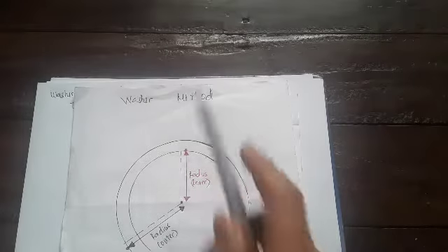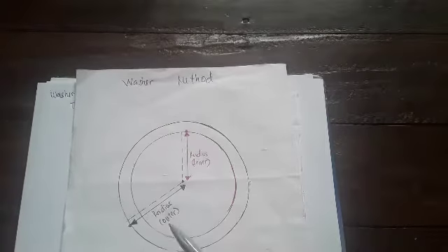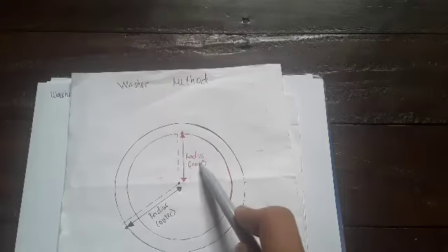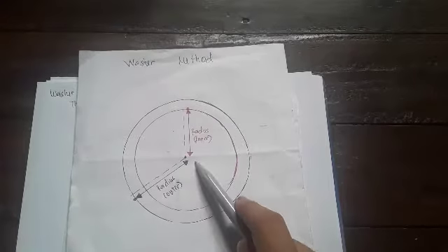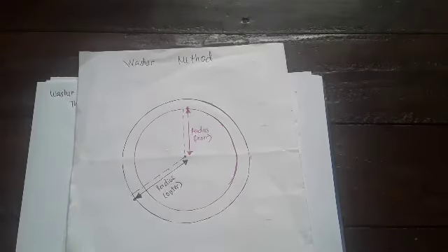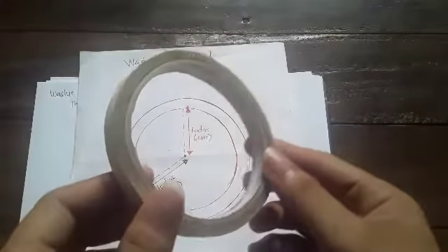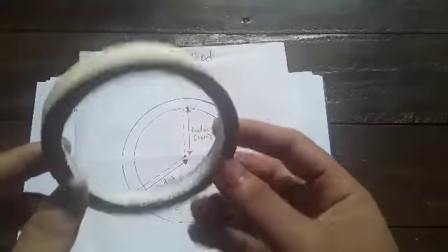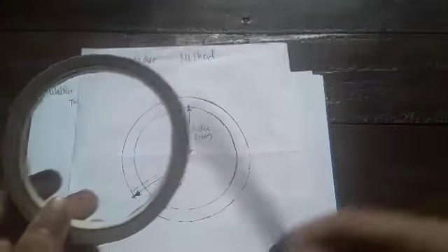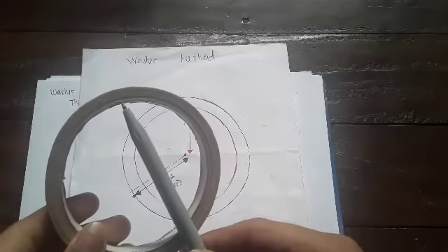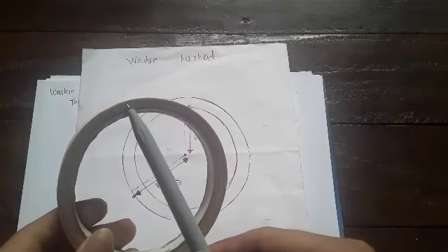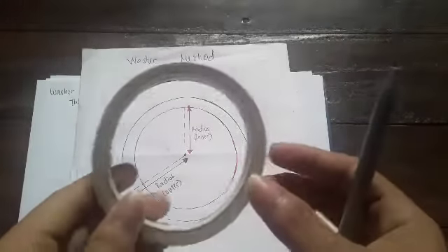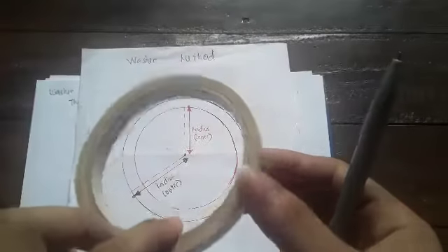For the washer method, there are two radii. First is the inner radius, from the center to the inner curve, and we have the outer radius, from the center to the outer curve. So it looks like a ring. I have here an example of a washer figure, because from the center into the inner curve, that is the inner radius, and from the center into the outer curve, this is what we call the outer radius. So it looks like a ring.